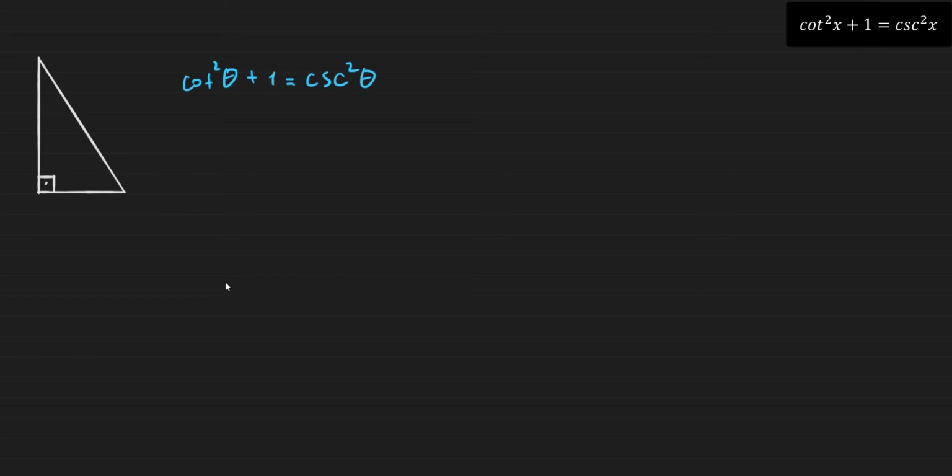To do that, we're going to need a right triangle, and we're going to say that this is theta, and this is A, and this is B, and this is C.